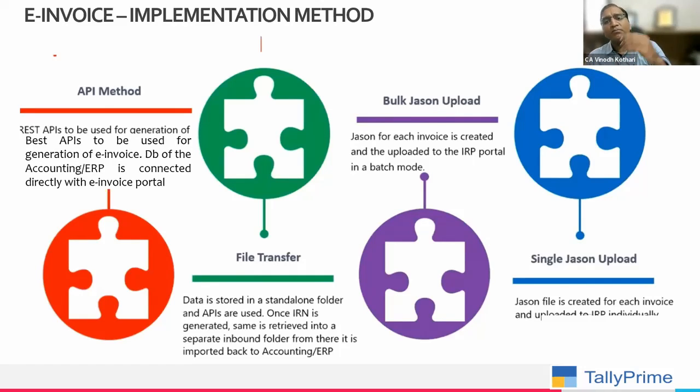Next method is bulk JSON and single JSON. There are utilities available where you can generate your invoice. From the invoice, the data is converted into a JSON file. You log into the portal and then upload this JSON file, and then the e-invoice can be generated. So these are the various methods of implementation of e-invoice.